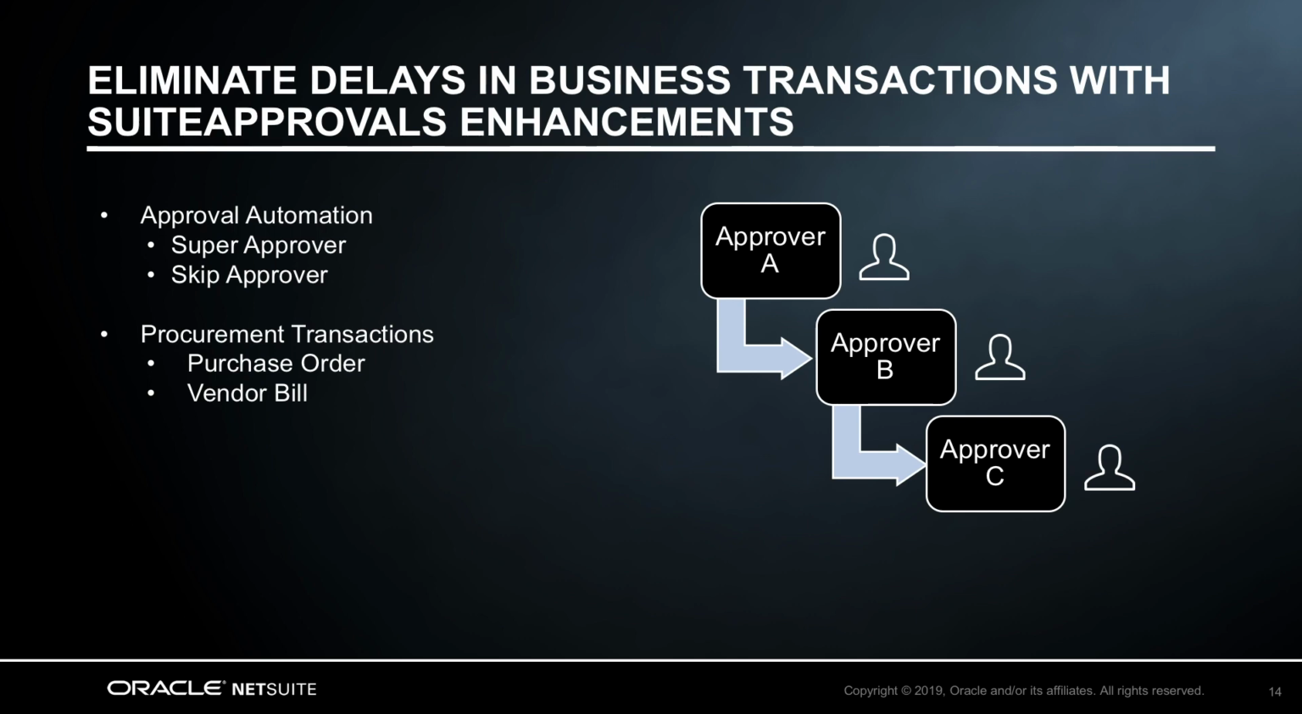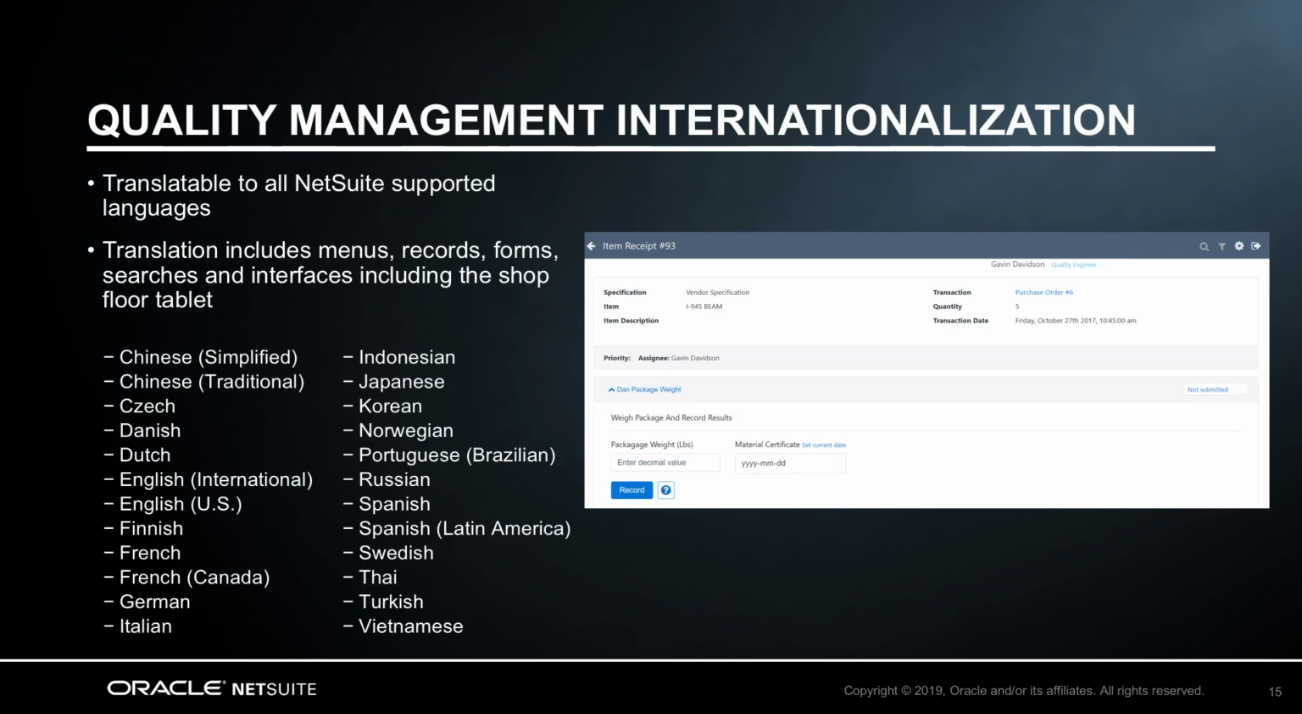With the new Skip Approver capability, a transaction can automatically be routed to the approver with a minimal approval limit. We're also extending the Suite Approvals functionality to procurement transactions, allowing the business process owners to have more control on internal workflows.